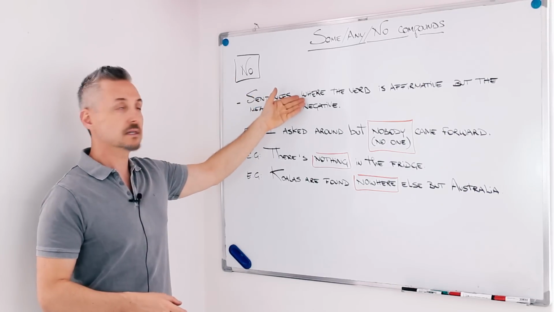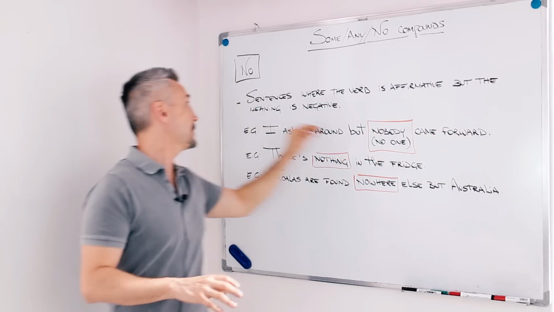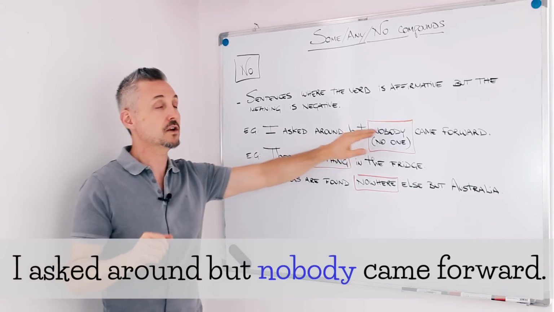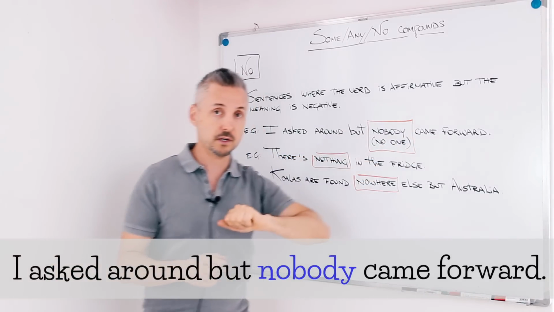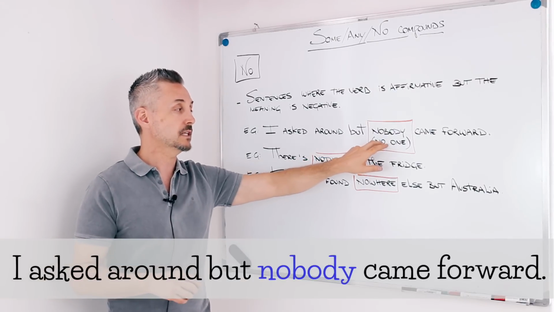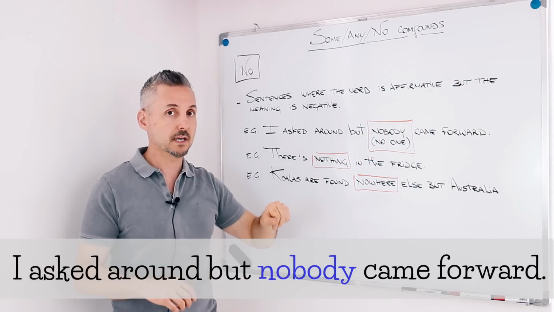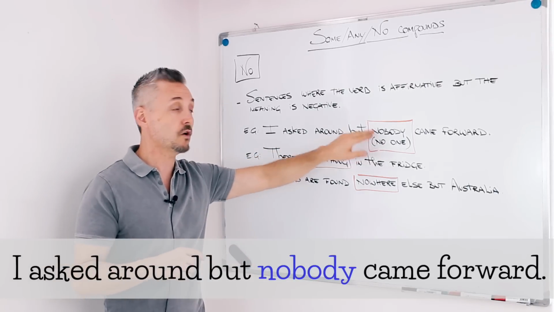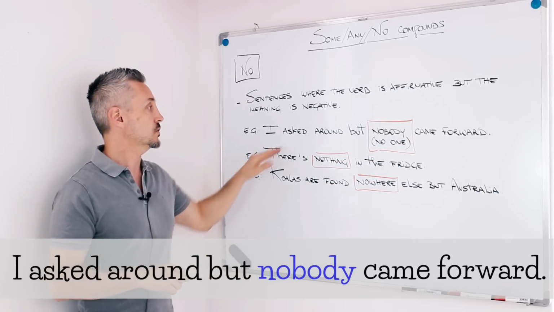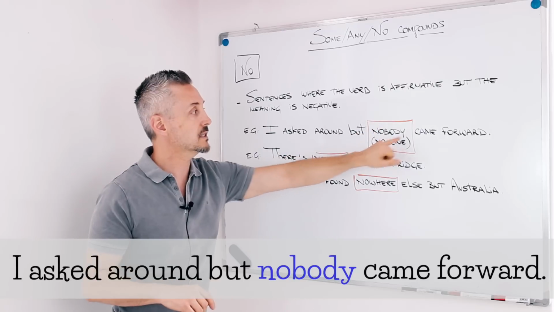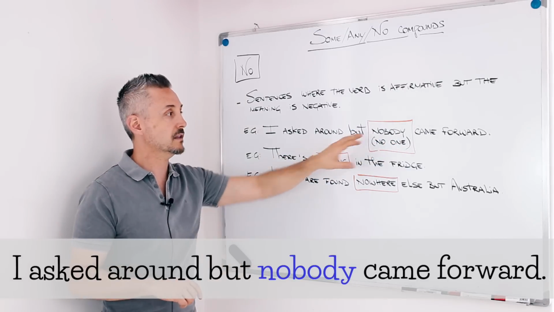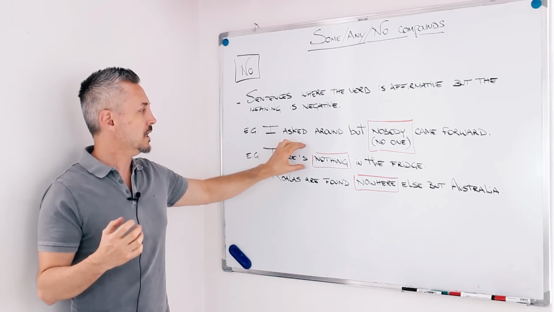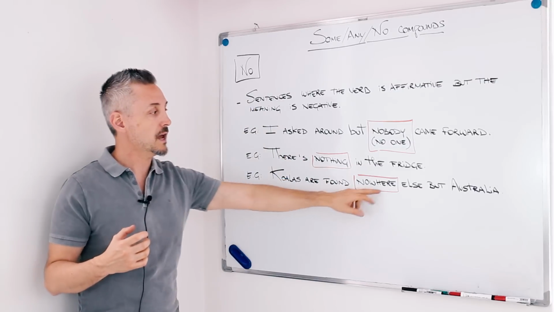No is used for sentences where the verb is affirmative, but the meaning is negative. Like in my example, I asked around, but nobody or no one came forward. Remember that no one is two words, not like nobody, which is one word only. So this is a positive sentence, but there is a negative meaning to the fact that there was nobody that came forward.